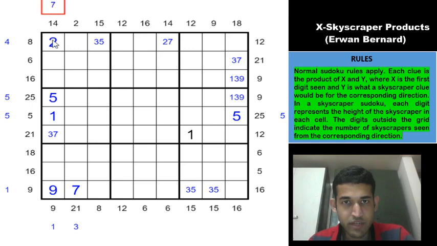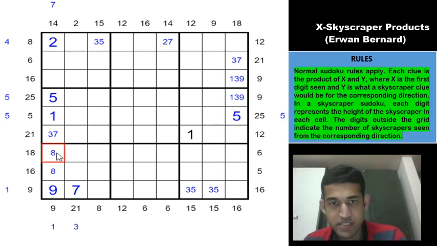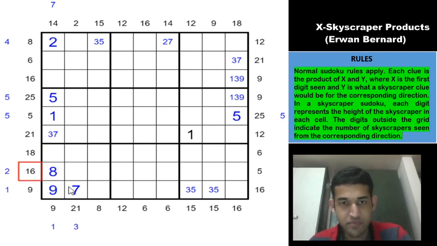So you are seeing 7 buildings from this direction, right? So which means that you cannot have 8 in any of these 2 cells, because if you have 8 here, the maximum you will be able to see is 1, 2, 3 and 4. But you have a 7 clue outside, which means that 8 has to be in one of these 2 cells. But 8 cannot be here, because then you can never satisfy the 18 clue, because 8 will not be a factor of 18. So which means that 8 can be eliminated from here. So this will be 8 and this must be a 2 clue. So that 2 multiplied by 8 is 16.